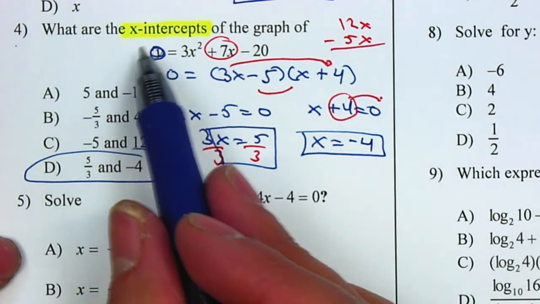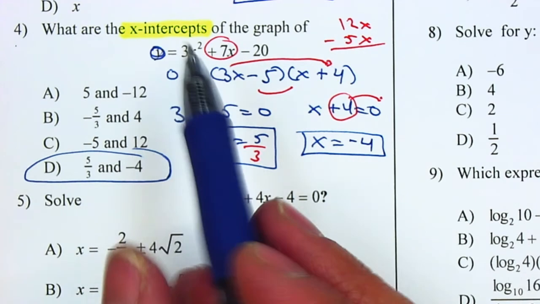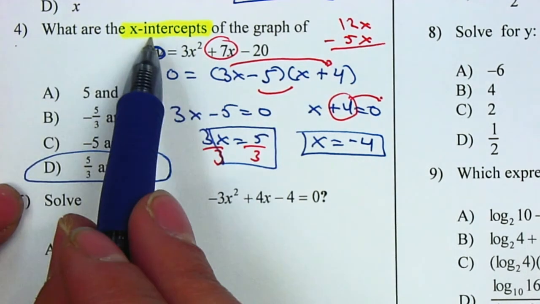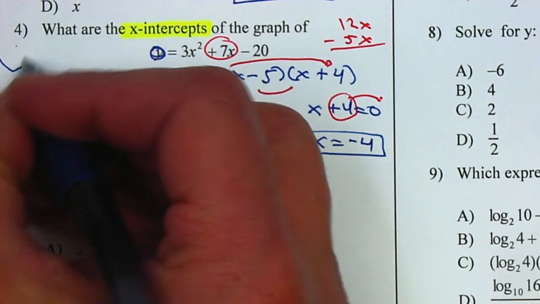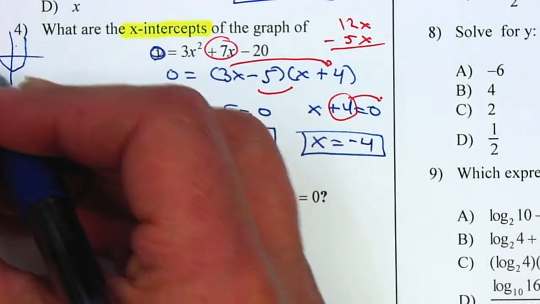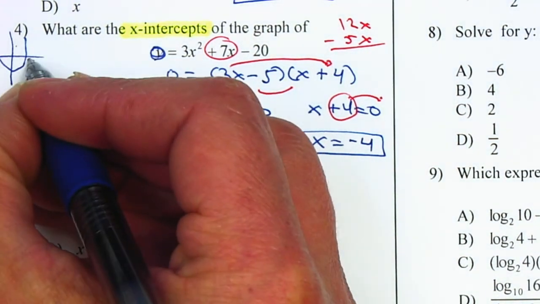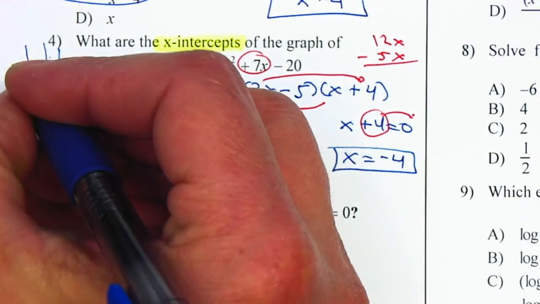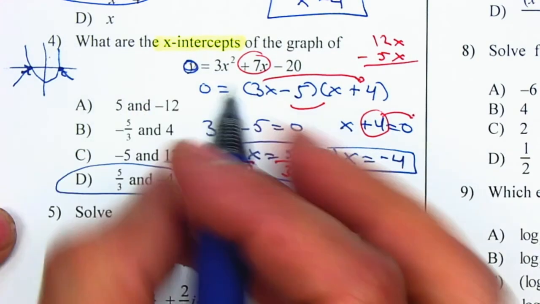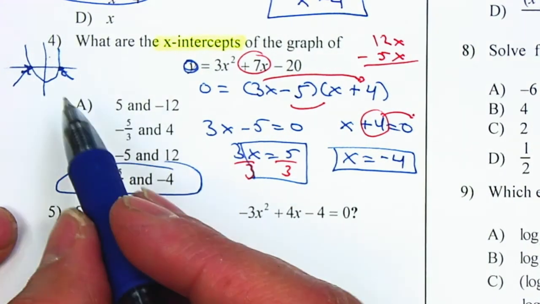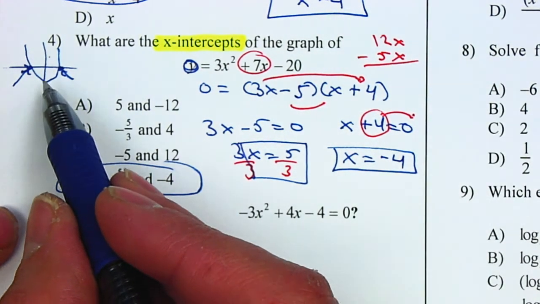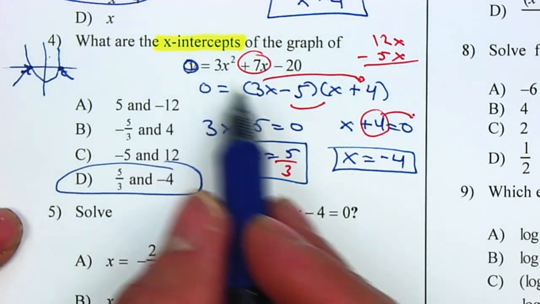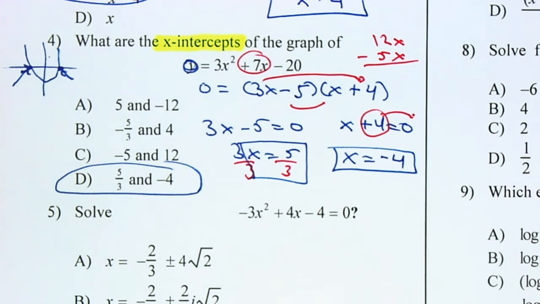Now some of you guys are getting confused with the vertex and the x-intercepts. They're two different concepts. On the x-intercepts, I'm trying to find out where it crosses the x-axis, or the solution to the roots. When asking for the vertex, I'm looking for the lowest point. Two different concepts. X-intercepts, you want to be able to make that y equal to 0, factor it, and then solve it.